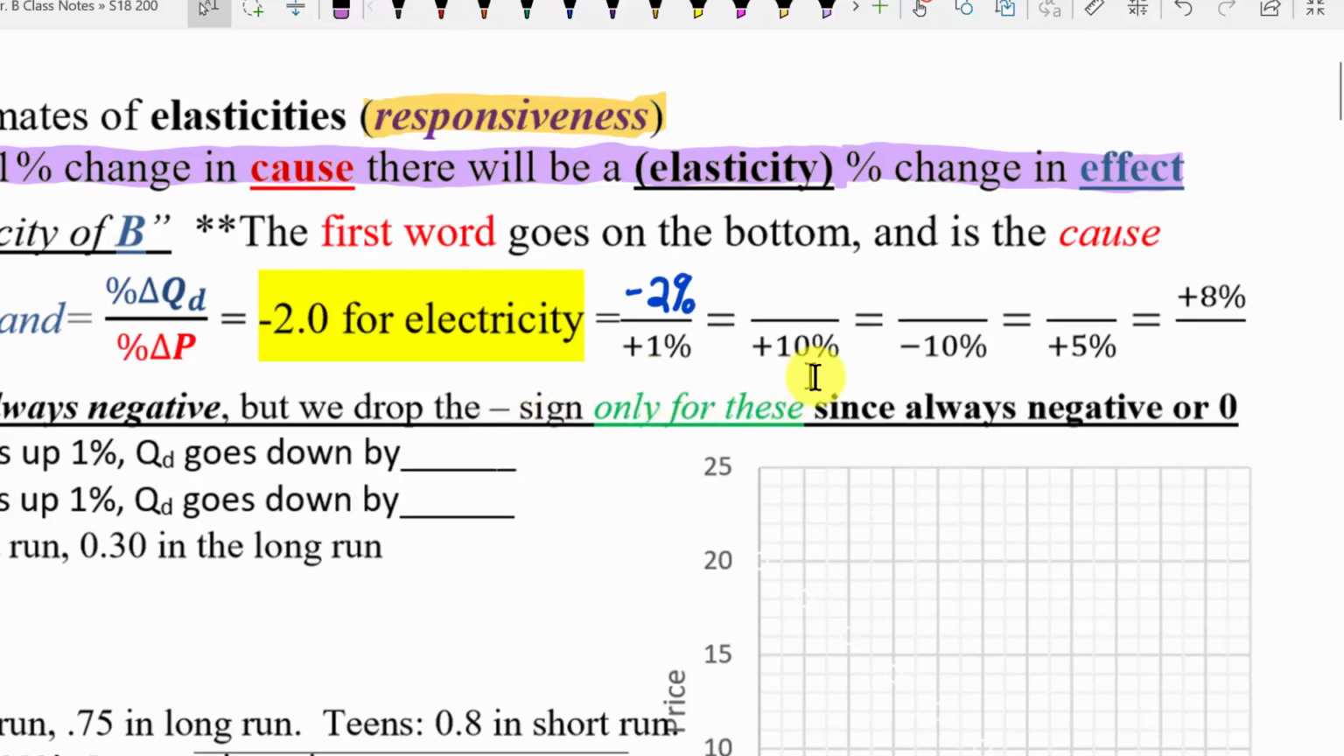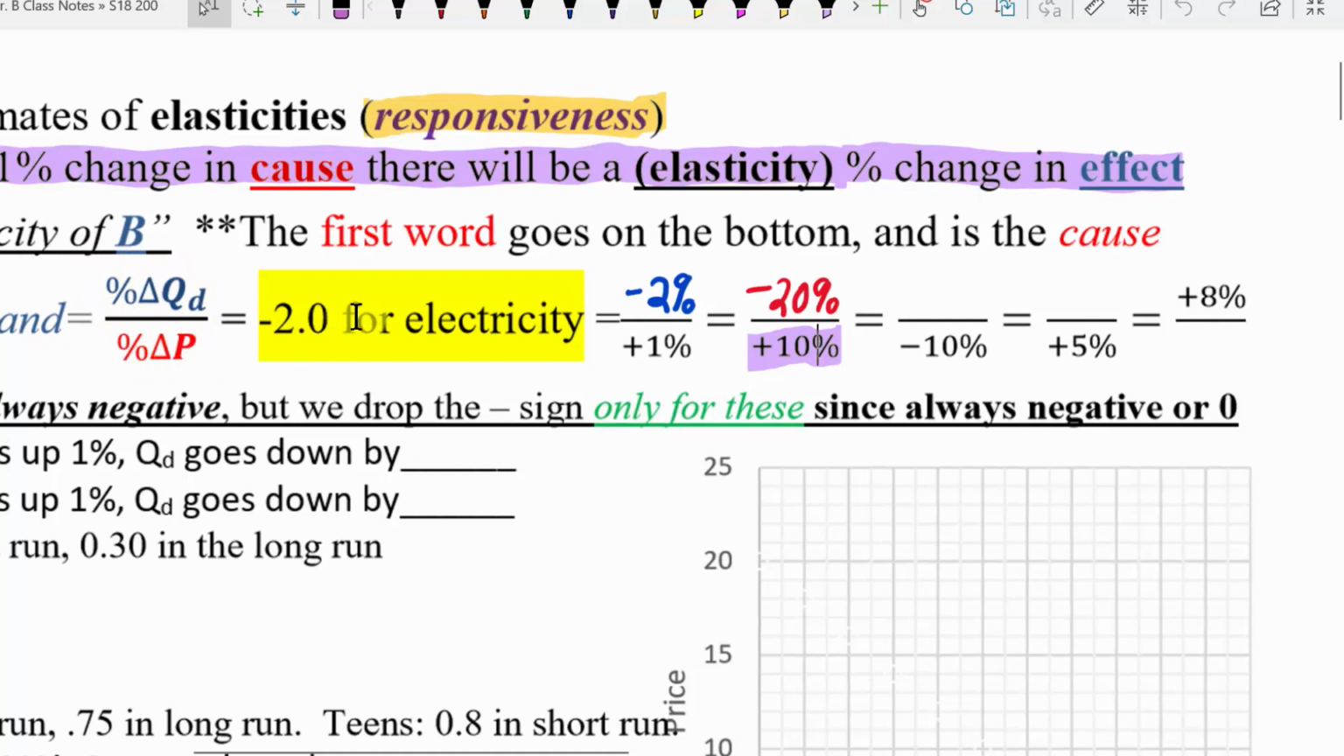But we're not limited to just doing a 1% change in the price. What if there was a 10% change in the price? All we have to do is ask ourselves, what would go in the numerator of a fraction? What divided by 10 would give us -2? Well, 20 divided by 10 would give us -2. In fact, it's got to be -20, right? So -20% divided by 10% would give us -2.